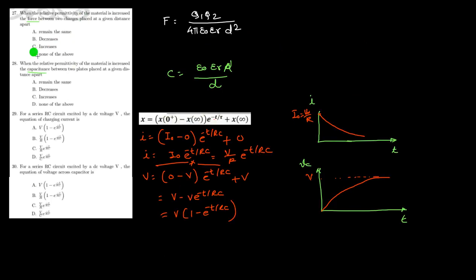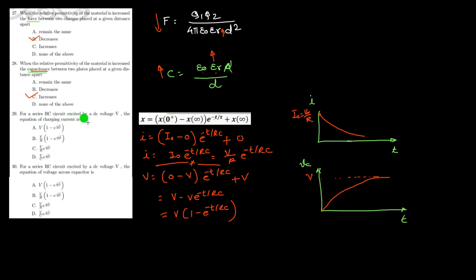When the relative permittivity of the material is increased, the force between two charges, as I discussed, decreases. Already discussed in the last slide. When the relative permittivity of the material increases, what happens to the capacitance? So capacitance is epsilon 0 epsilon r into A by d. As we increase epsilon r, the capacitance value also increases. Okay, so hence it increases.